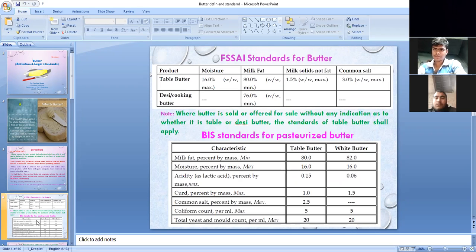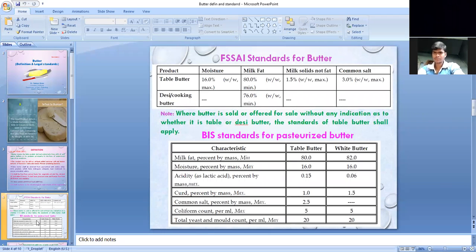1.5% total solid not fat. That means the solid not fat content should be a maximum of 1.5%. Similarly, in the case of cooking butter, there is no addition of milk solid not fat, MSNF, and common salt. In a village, you generally get makhan. So the makhan contains no milk solid not fat and also no salt.